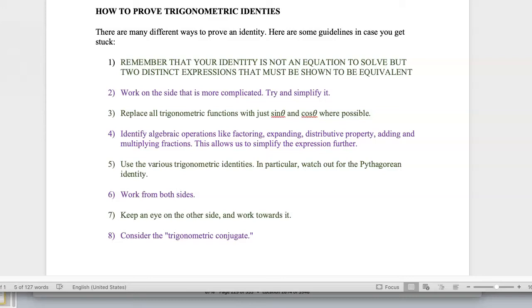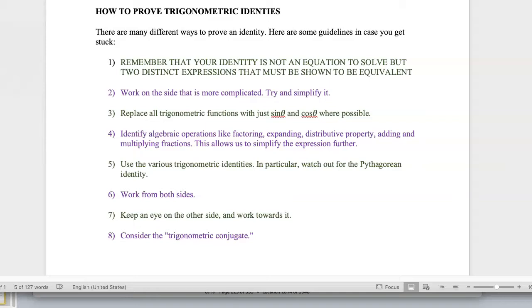This is a special video for those of you who are struggling with proofs and who really want some extra help preparing for the proof question on the test. So first I want to review some basics. How to prove trigonometric identities.